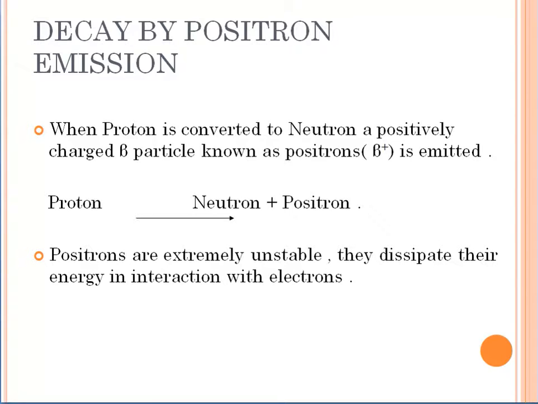Positron emission: when a proton is converted to a neutron, a positively charged particle known as a positron is emitted. A proton is reduced to a neutron plus a positron. Positrons are extremely unstable and despite their energy interact with electrons.